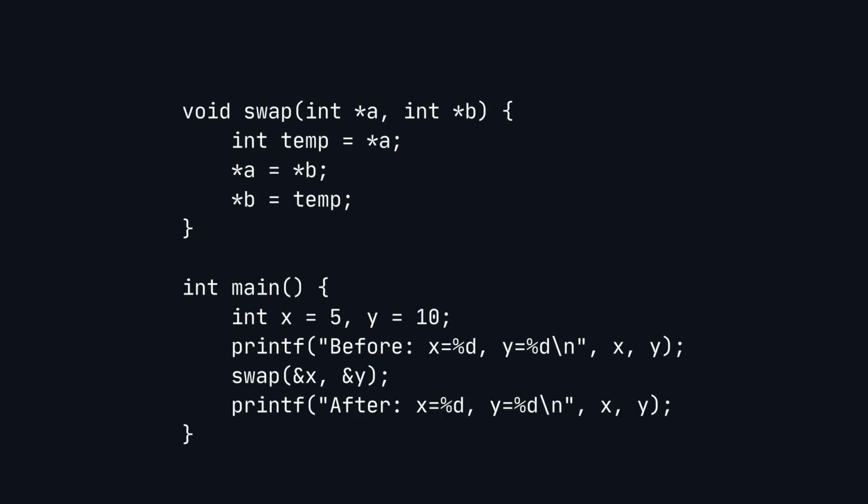Let me show you a practical example. Say you want a function that swaps two numbers. This works because we're passing the addresses of X and Y. The function can dereference those pointers to modify the actual variables in main. If we didn't use pointers, we'd just be swapping copies, and X and Y in main would stay unchanged.